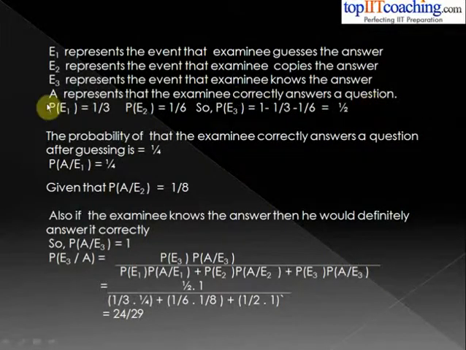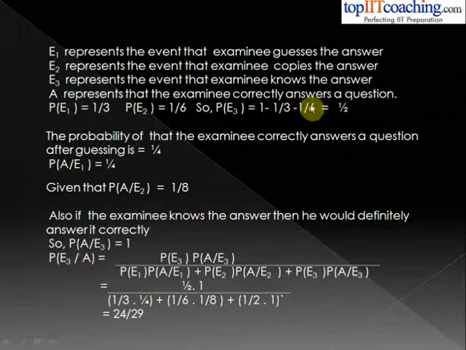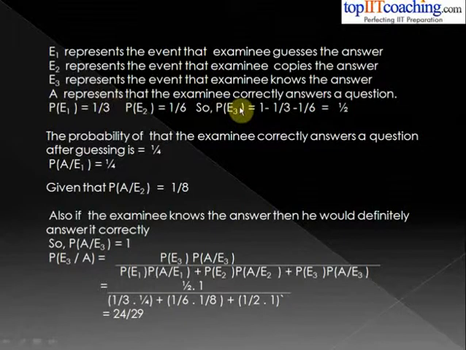Also given to us is P of E1 equal to 1 by 3, P of E2 is equal to 1 by 6. So P of E3 would be equal to 1 minus 1 by 3 minus 1 by 6, which is equal to 1 by 2, as these are mutually exclusive events and they are also exhaustive events. So either the examinee can know the answer, or he can copy the answer, or he can guess the answer. So that's why the probability of the examinee knowing the answer would be equal to 1 minus 1 by 3 minus 1 by 6, and that would be equal to 1 by 2.